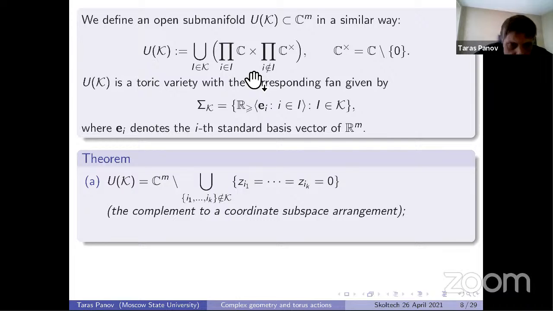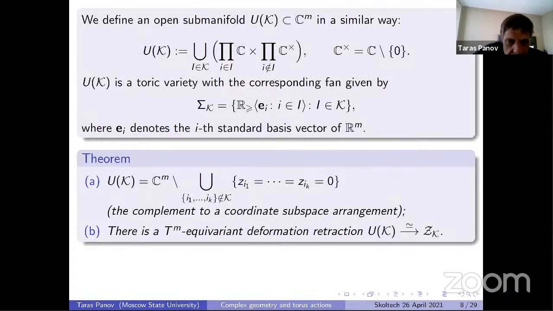Okay, so you have a theorem. The first part is just another kind of exercise to see that this way of writing down the space as a union of products of C and C star is the same as taking out some coordinate planes. But what is more important here is that now you have ZK, the moment angle complex, which is defined in precisely the same way, but with C replaced by D and C star replaced by S1, the circle.